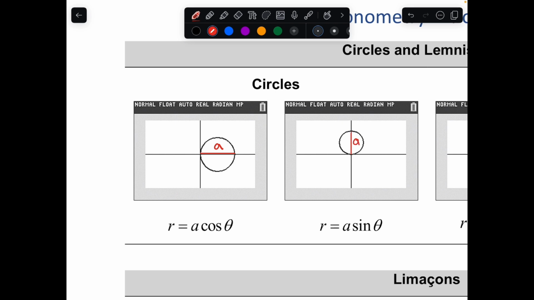Now, if I'm dealing with cosine, it's going to point to the right, and it's going to be on the horizontal axis. However, if I have a negative sign out in front, we're going to switch the direction. So if I'm dealing with a negative cosine, we're still going to have a circle, but it's going to go out to the left. The same thing happens with sine. Sine is going to deal with circles being on the vertical axis, but if I throw a negative sign out in front, it's just going to be in the downward direction.